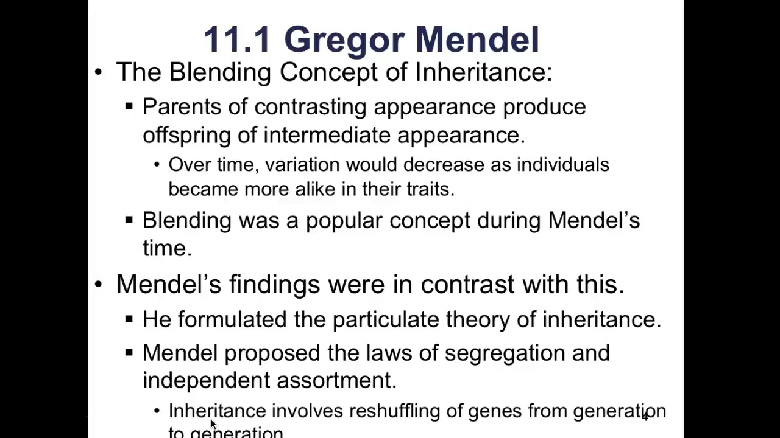So we no longer view it as this blending inheritance concept, but we see it as more of a particulate theory. He formulated this particulate theory of inheritance after his work with pea plants. And today we know that the particle he speaks of in his literature is what we refer to as a gene. Mendel also proposed the laws of segregation and independent assortment. We'll look at those 2 laws as they apply to both genetics and our previous chapter, meiosis and reproduction. So inheritance involves the reshuffling of those genes from one generation to the next.